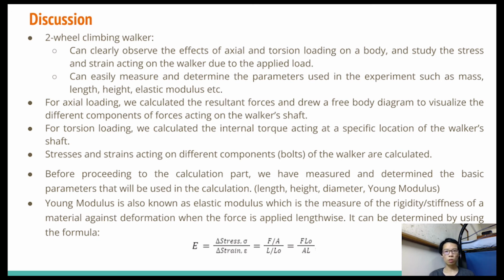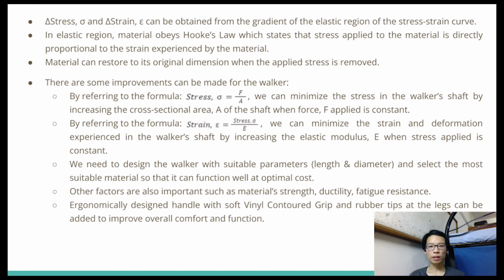Young's modulus is also known as elastic modulus, which is the measure of the rigidity or stiffness of a material against deformation when force is applied lengthwise. It can be determined by using the formula elastic modulus equals change in stress divided by change in strain. Change in stress and strain can be determined from the gradient of the elastic region of the stress-strain curve. In the elastic region, the material obeys Hooke's law, which states that the stress applied is directly proportional to the strain experienced by the material. The material can restore to its original dimension when the stress is removed.